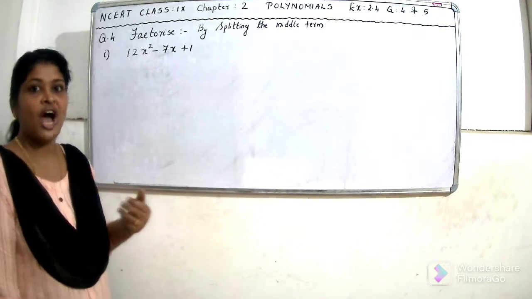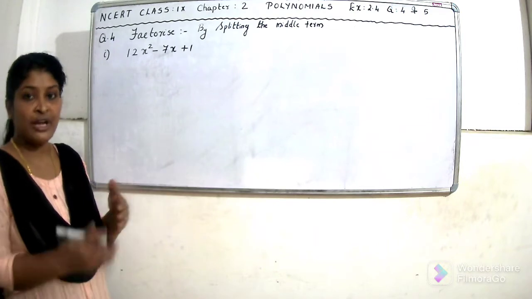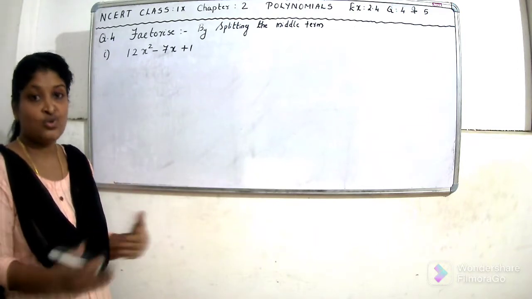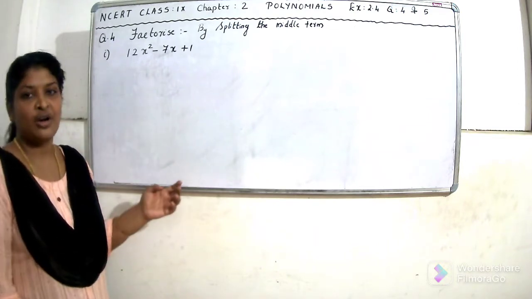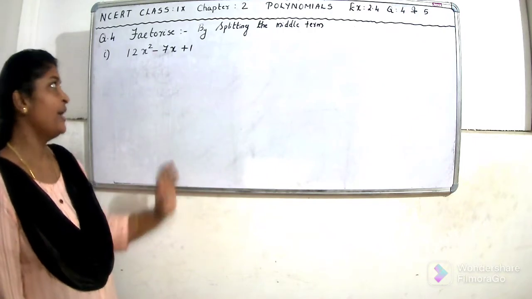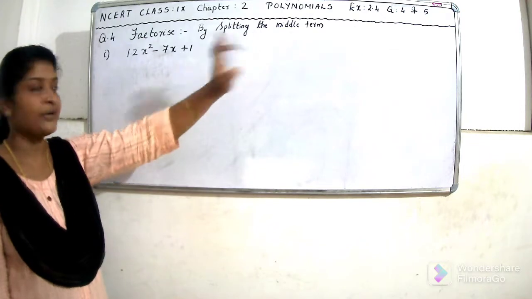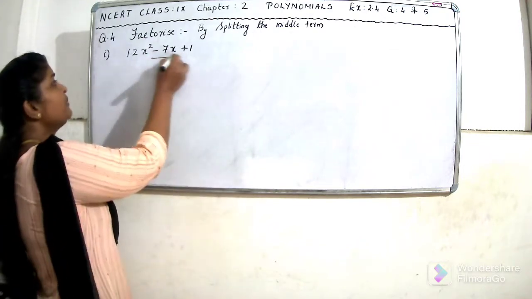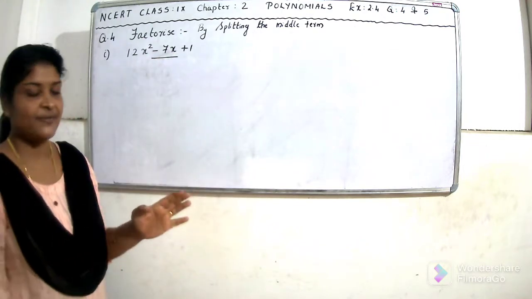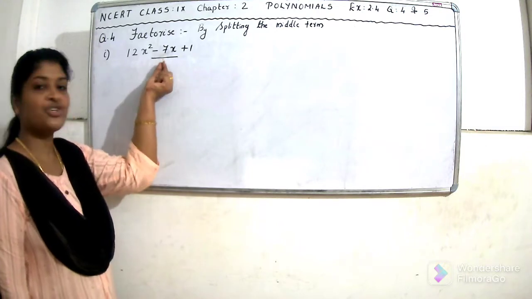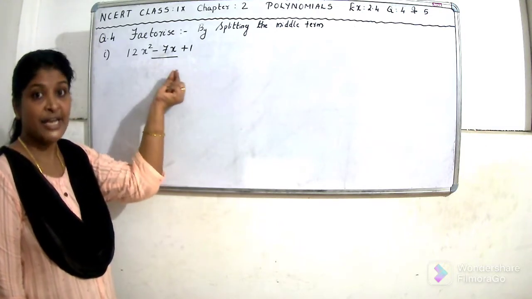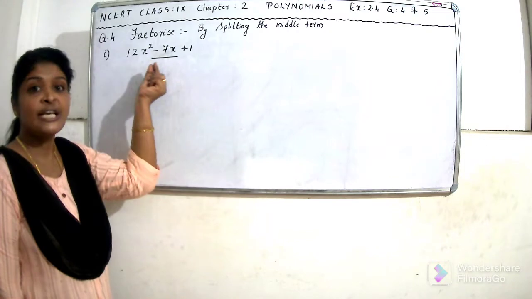So let us check how we are able to do it. We are factorizing this quadratic polynomial. In that, the first method is splitting the middle term. In this, the middle term is negative 7x. And what is the coefficient of that middle term? That is negative 7, along with the sign.